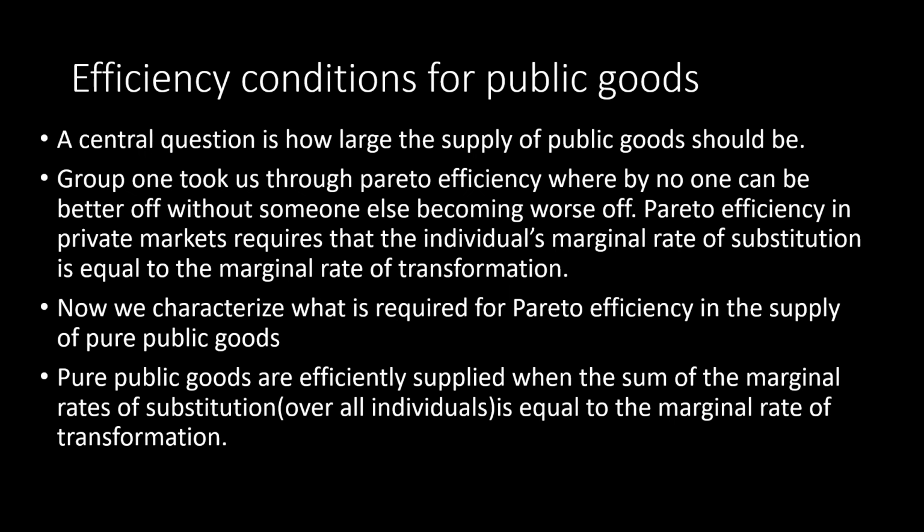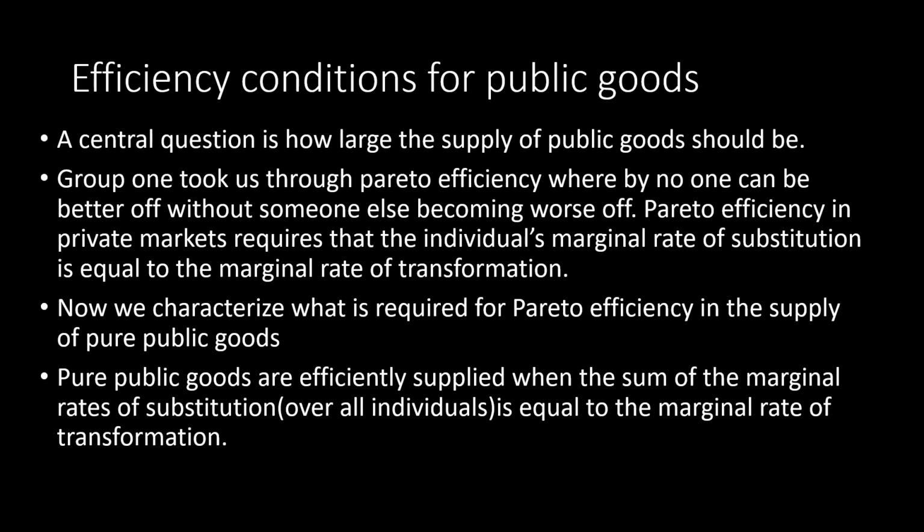So we're going to talk about efficiency conditions for public goods. A central condition is how large the supply of public goods should be. So remember how group 1 had taken us through Pareto efficiency, where no one can be better off without someone else becoming worse off. The Pareto efficiency in private markets requires that individuals' marginal rate of substitution is equal to the marginal rate of transformation. Now we characterize what is required for Pareto efficiency in the supply of pure public goods.